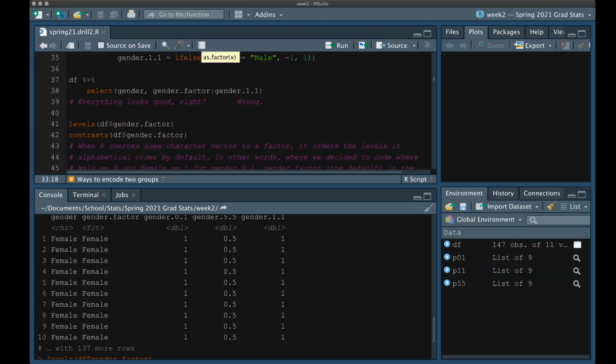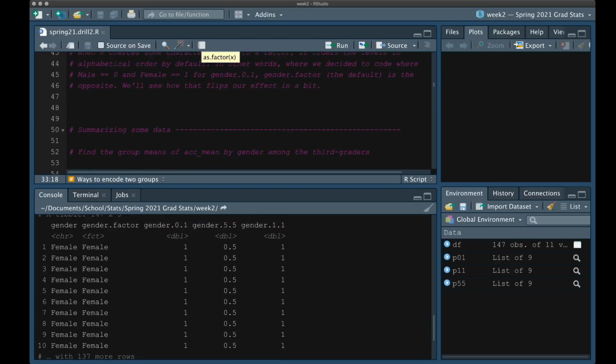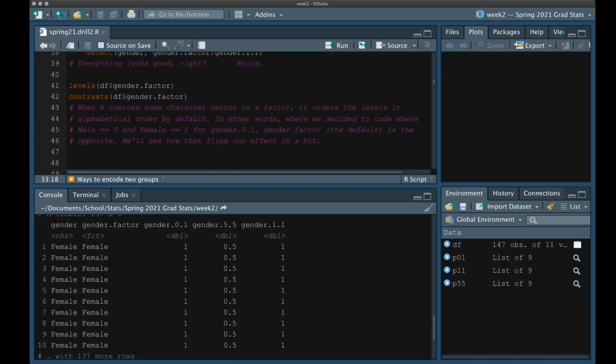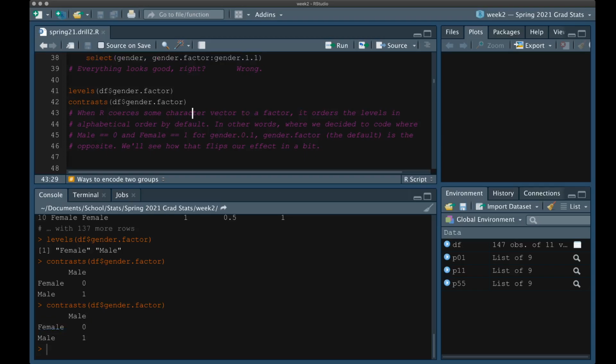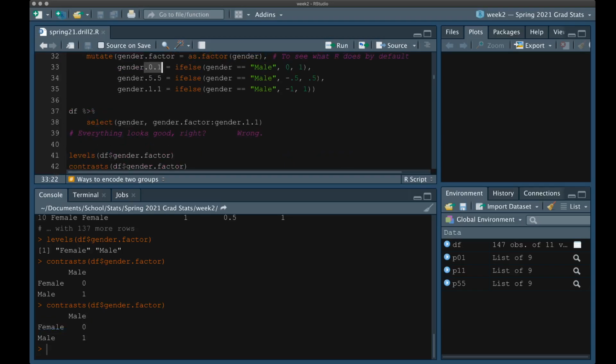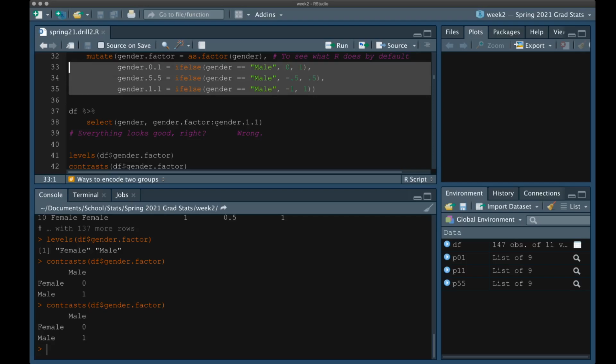Anyway, so the point is that we can see here that whenever we use R's default behavior, it coded females as 0, males as 1. That's the opposite of what we're doing, so go ahead and just wipe this out of your mind, and we're just going to focus on this gender 0, 1, 5, 5, and 1, 1 that we created, and these are the 3 that we're going to be mostly looking at.